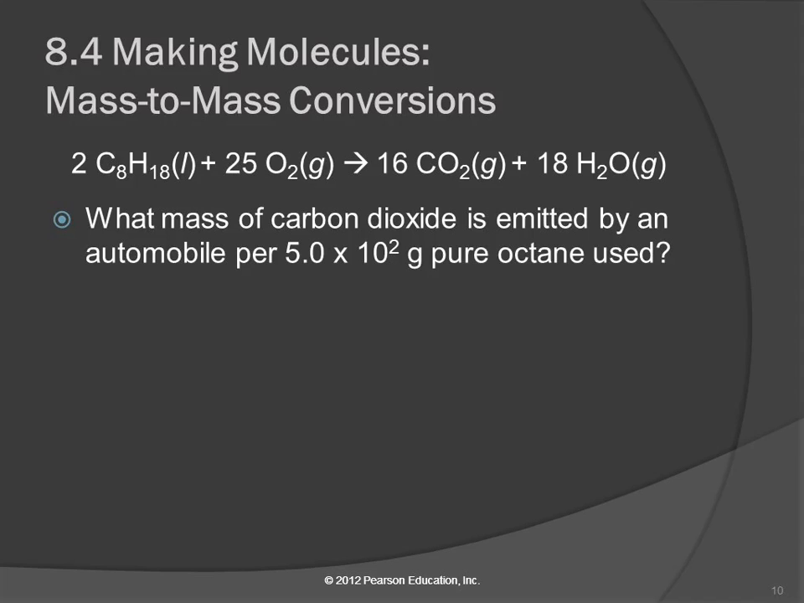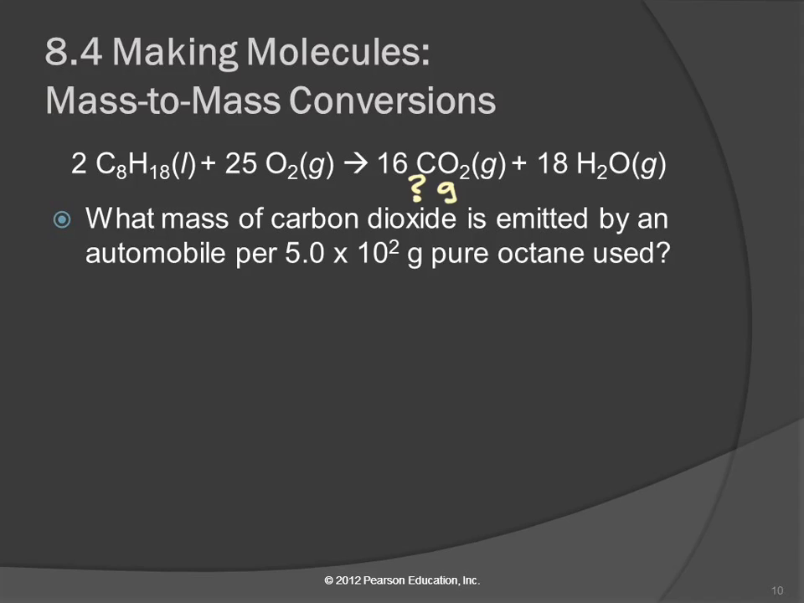So you can use that balanced chemical equation as sort of a guideline to keep track of things. So we read through this question: what mass of carbon dioxide? So find carbon dioxide in the equation. Well, here it is, CO2. And then under that, I'm going to write question mark grams. That's what I'm trying to find.